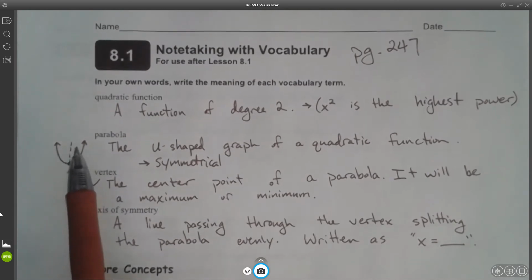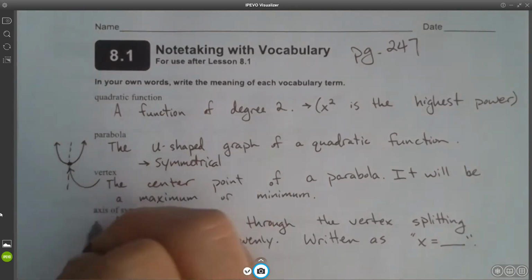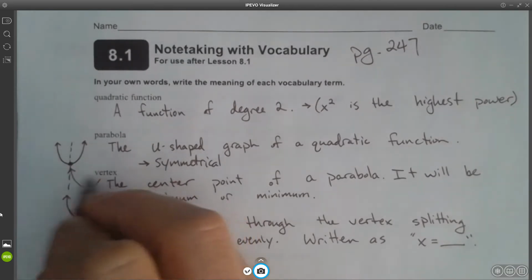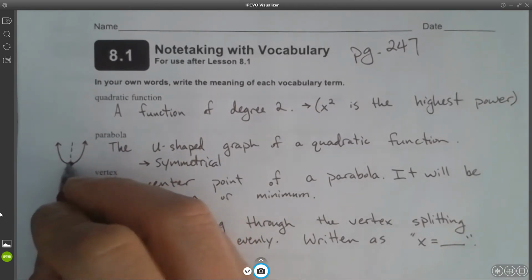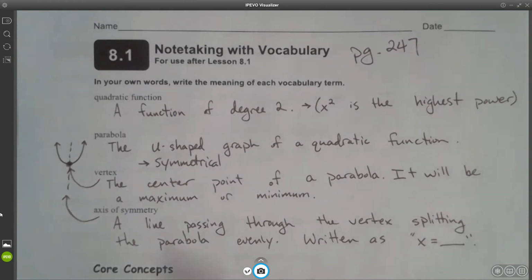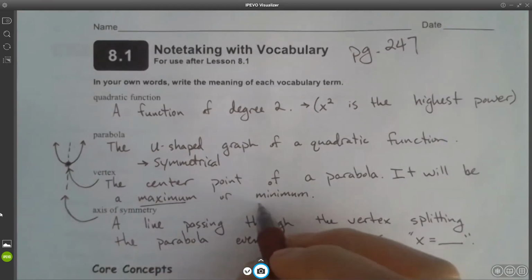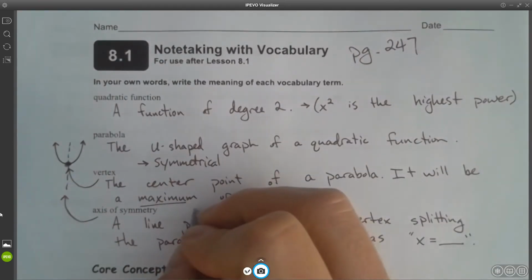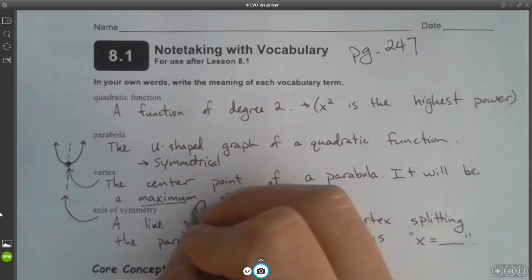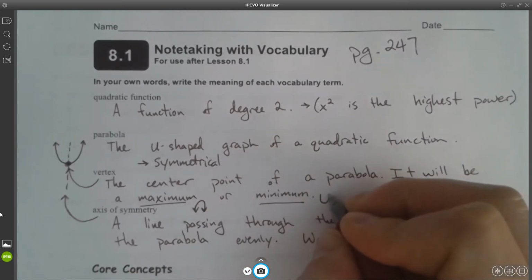That line down the middle we call the axis of symmetry, and it passes through the vertex, which is the point right at either the bottom or the top, that middle spot on the parabola. It will either be a maximum or minimum depending on if your parabola is downwards facing or upwards facing.